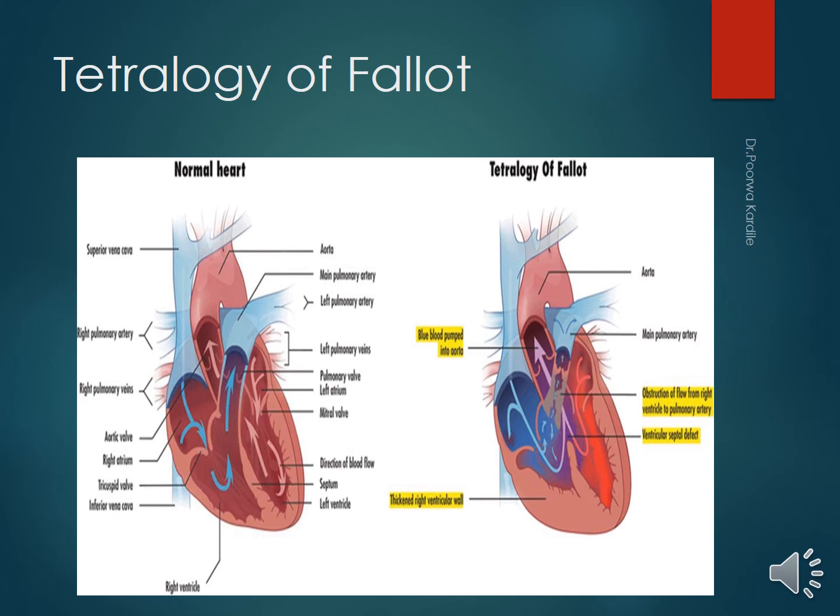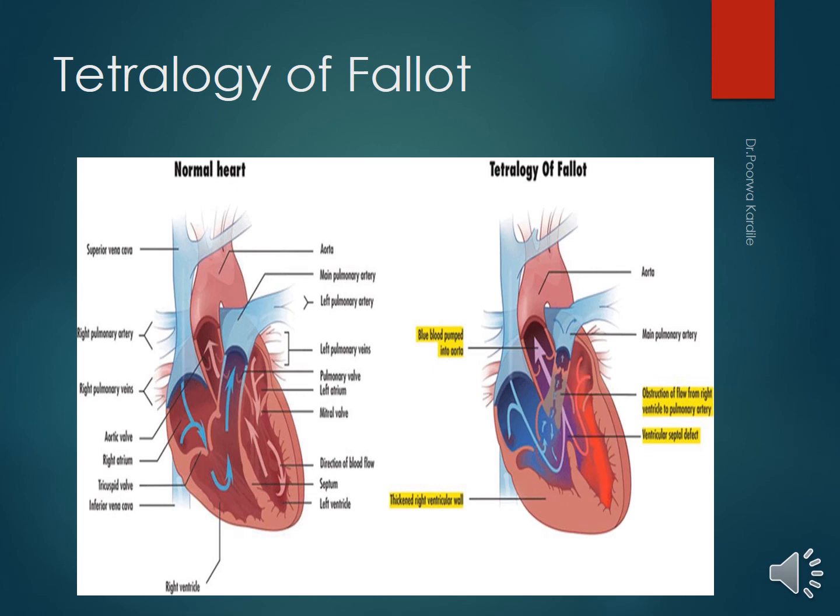So tetralogy of Fallot is a congenital heart disease, and it has four components: pulmonary stenosis, right ventricular hypertrophy, then ventricular septal defect, and overriding of aorta. And the cause is, it is associated with maternal phenylketonuria, and diagnosis is done by echocardiography and x-ray chest. Boot shaped appearance of the heart is there in Fallot's tetralogy, and here the pulmonary stenosis is the root cause.